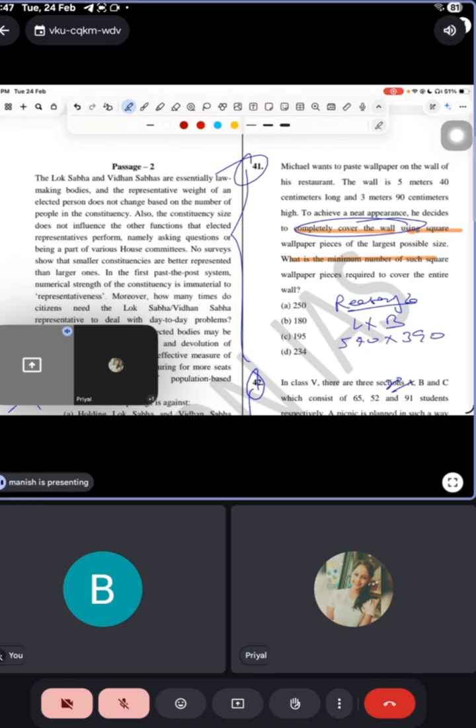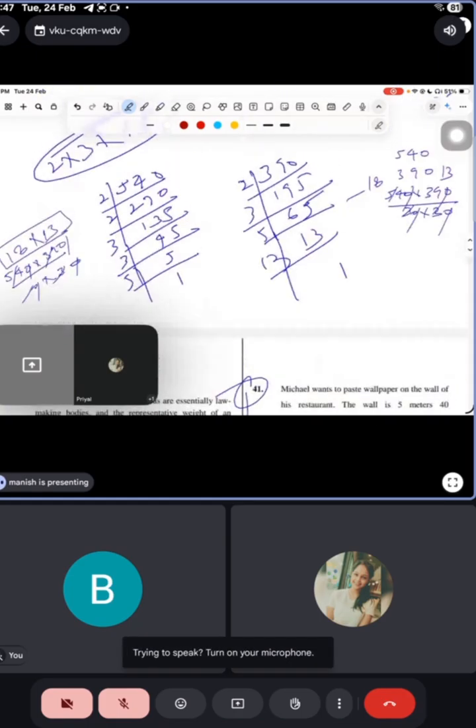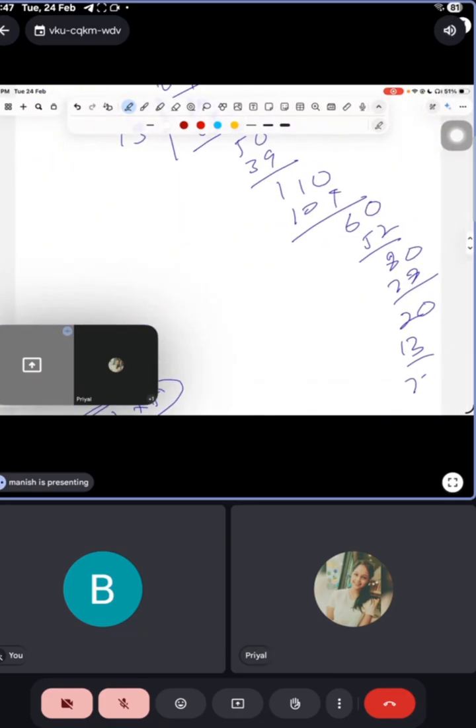Now, the question is saying that to achieve a neat appearance, he decided to completely cover the wall using square wallpaper of the largest possible size. So, guys, I told you when it is asking about the largest possible size, what we have to do is find the HCF of these numbers. So 540 and 390. We have to find the HCF, guys.